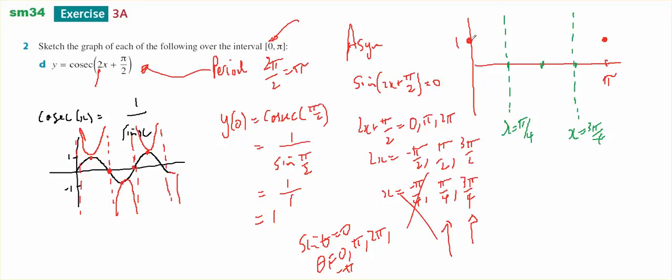This graph is going to look like this, and that there will be at negative 1, and it will look like that, and that will be at pi and 1, and that's at 1, and there is my graph.